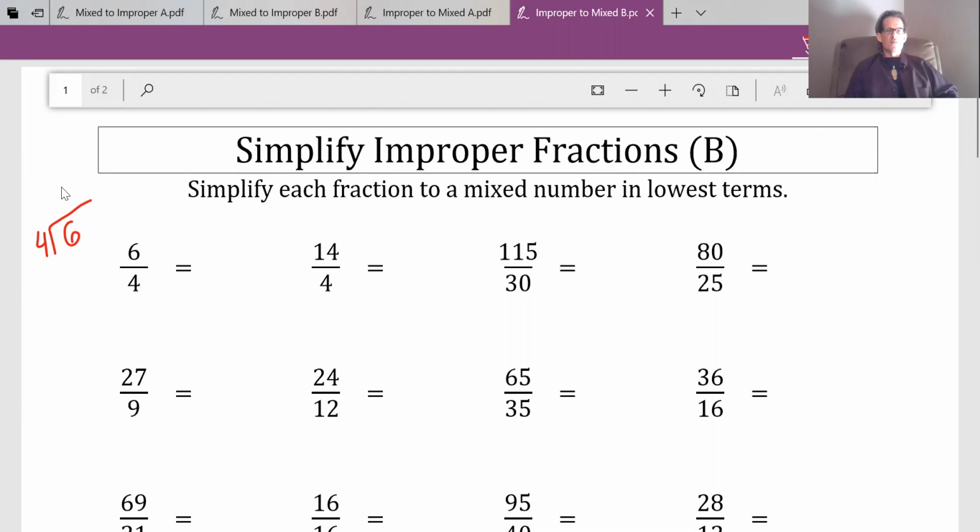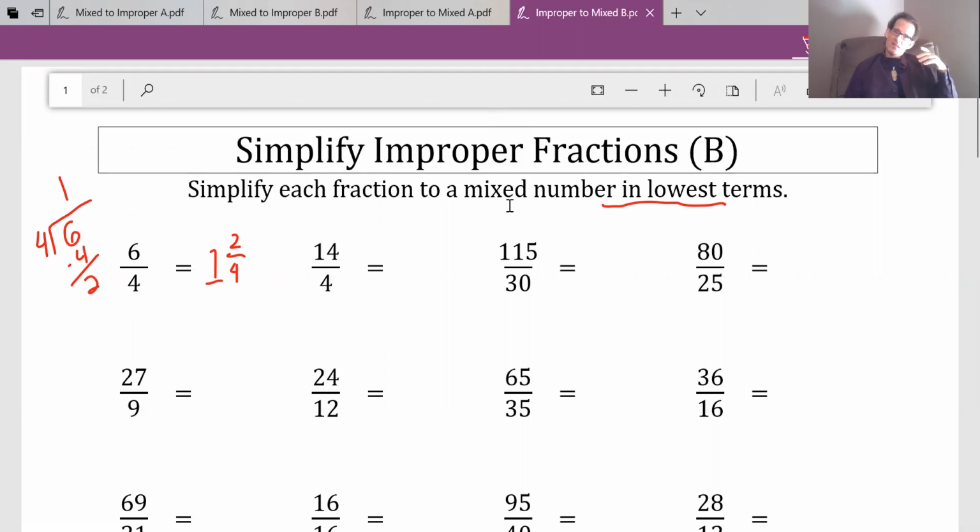4 goes into 6 one whole time. So the 1 becomes the whole number. I multiply and subtract. And the remainder, or what's left over from the dividend, becomes the numerator again. And the denominator stays the same. That's the divisor. Now, if you look at your directions here, it says to write it in lowest terms.